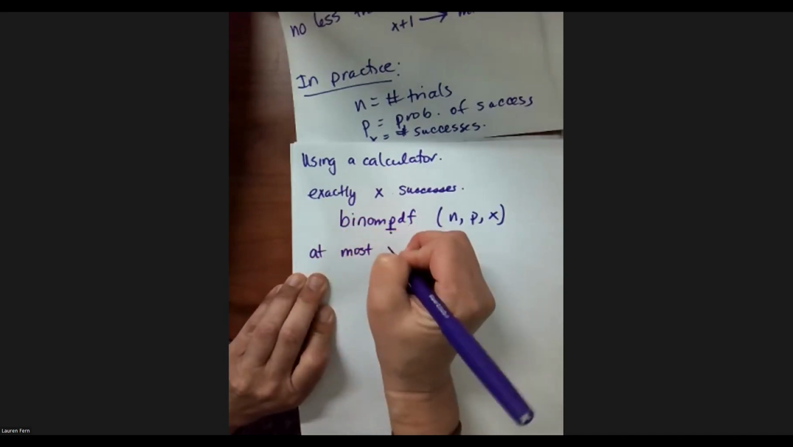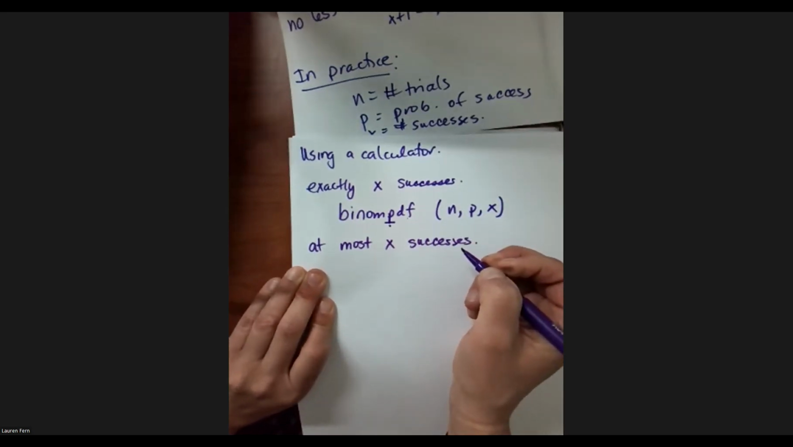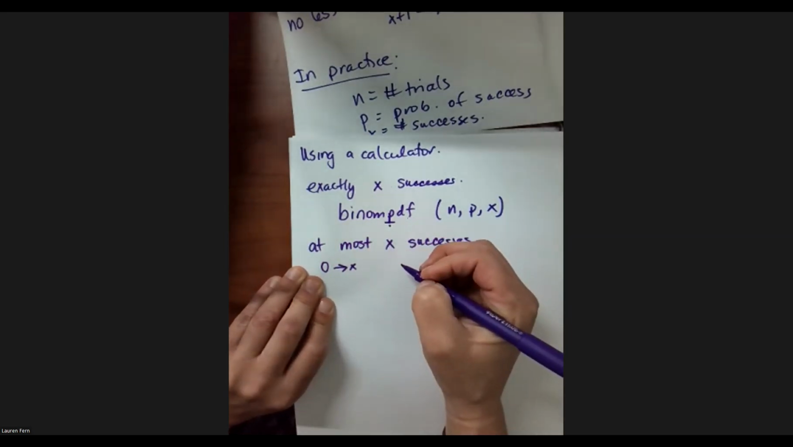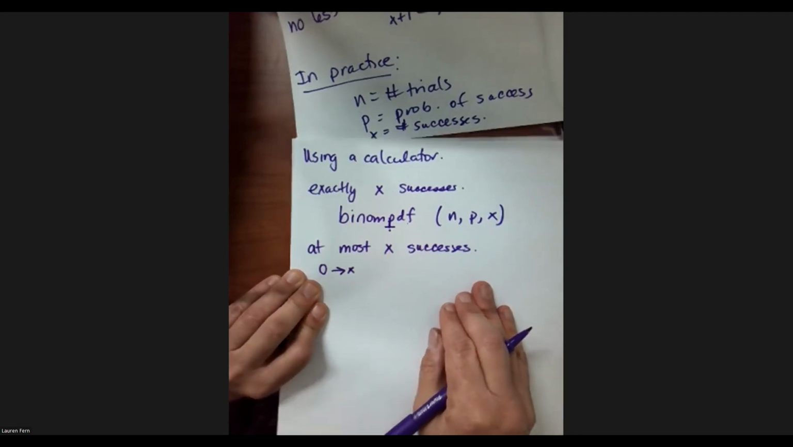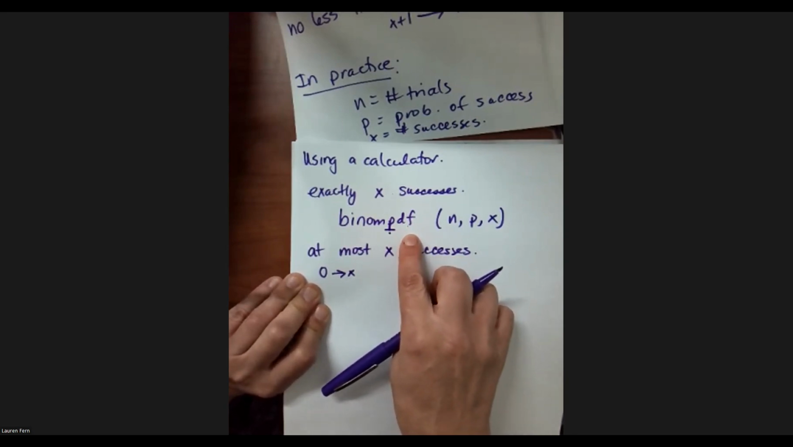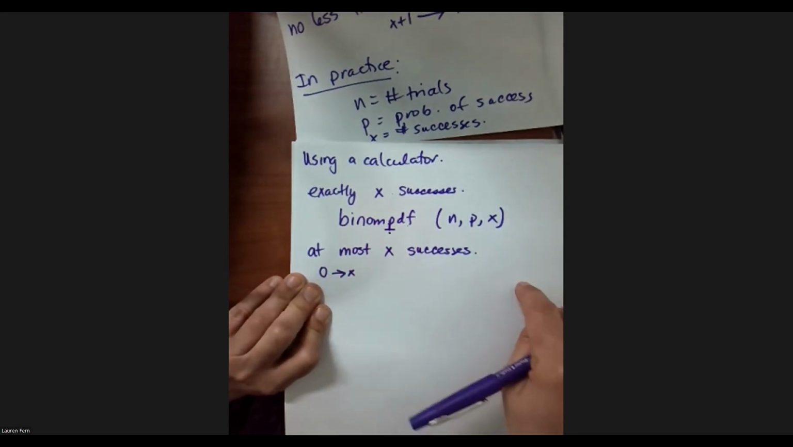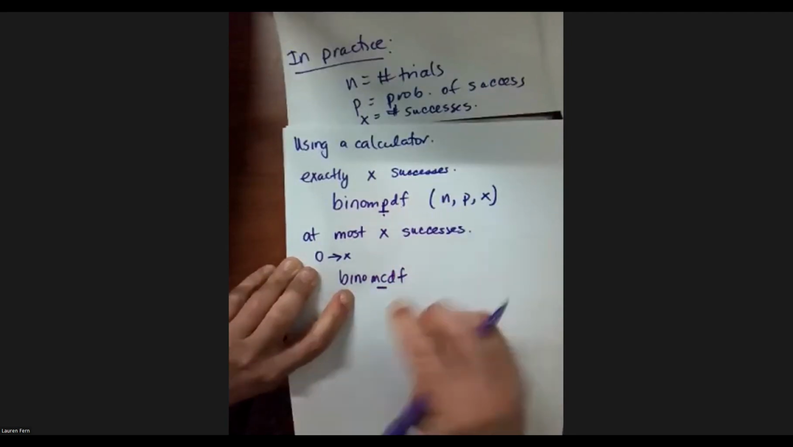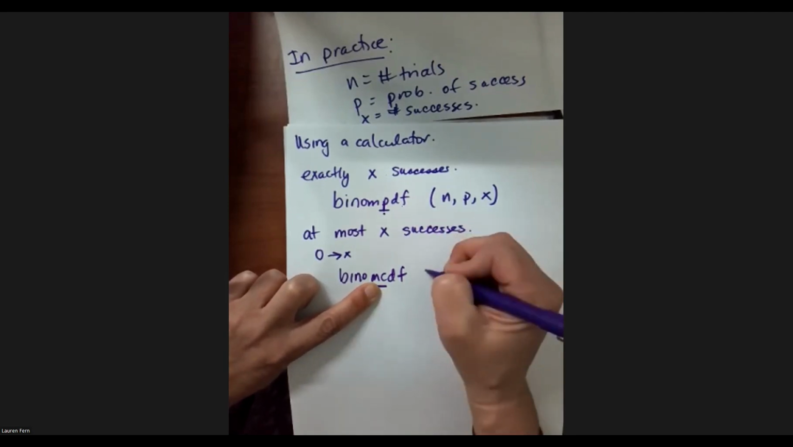If you want to find at most X successes, that's where you go from zero through X. Be thankful. If you want at most 200 successes, prior we would have to do binomial PDF 201 times, because that means zero or one or two or three or four or five. Fortunately, we have these wonderful calculators. Binomial CDF is the function that you use there. C stands for cumulative.